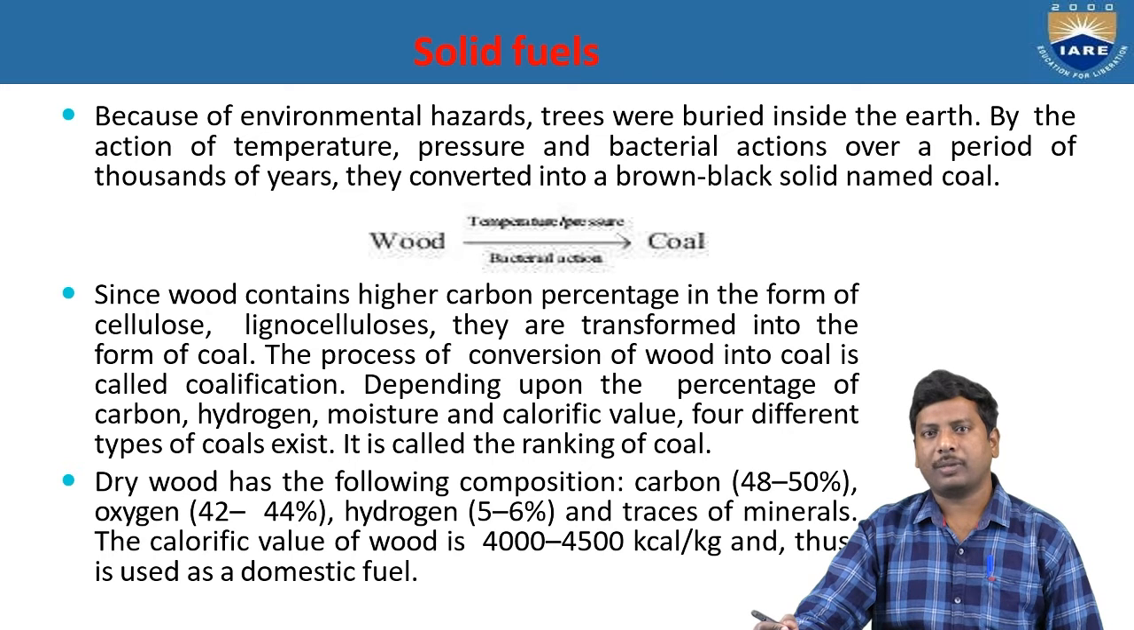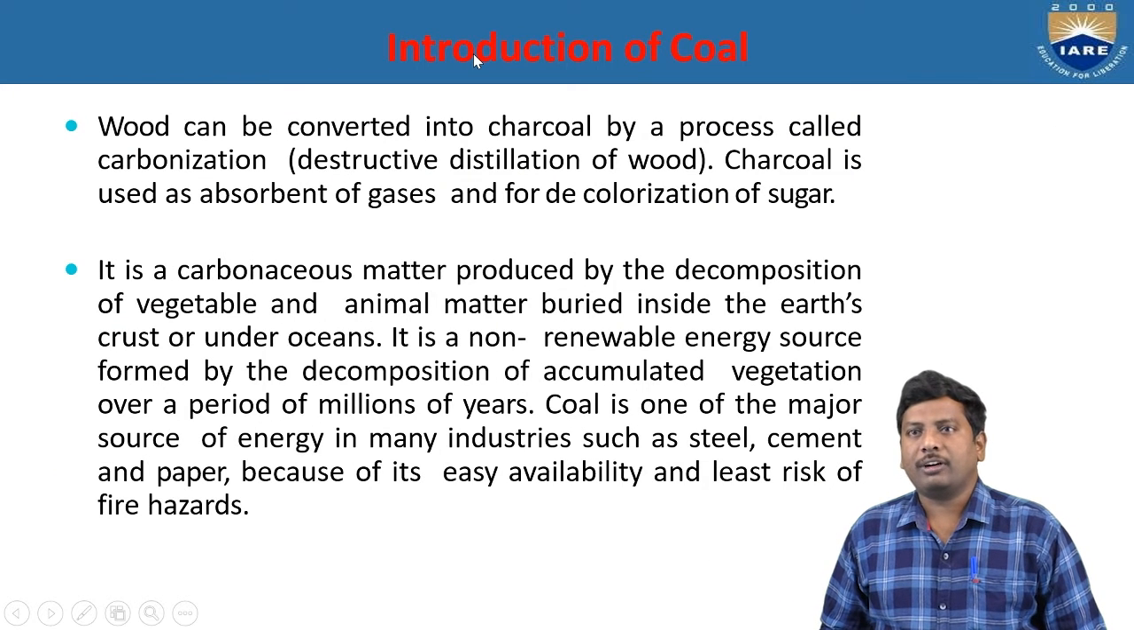Depending upon the percentage of carbon, hydrogen, moisture, and calorific value, 4 different types of coals exist. So it is called the ranking of coal. Dry wood has the following composition: carbon 48 to 50%, oxygen 42 to 44%, hydrogen 5 to 6%, and traces of minerals. That means the calorific value of wood is nearly 4000 to 4500 kilocalories per kg and it is used as a domestic fuel. Wood can be converted into charcoal by a process called carbonization.